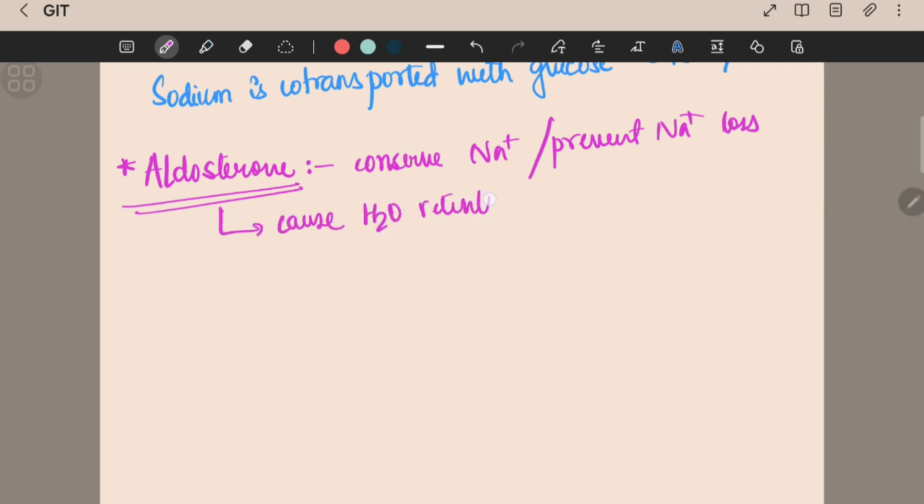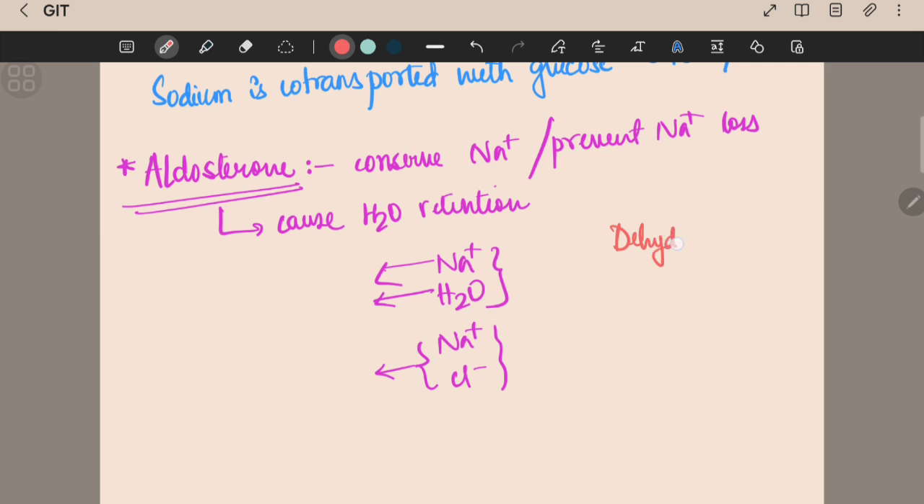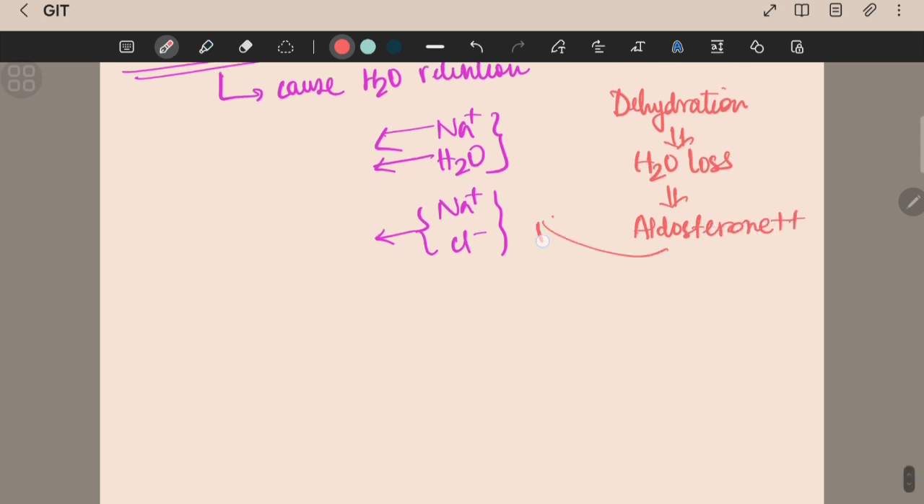Because when the mechanisms favor sodium reabsorption from the intestine, sodium will always drag water along with it. Sodium is an osmotically active particle, so it will drag water. Sodium also drags chloride ions along with it, so this drag should be maintained. In cases of dehydration, what is happening? The body is losing water and the blood volume is decreasing. At that point aldosterone will be produced from the adrenal gland, and this aldosterone will act on certain transporters, and sodium reabsorption along with water will increase.